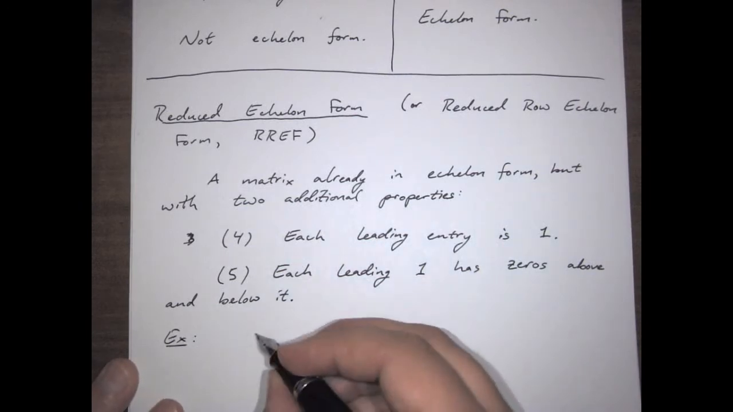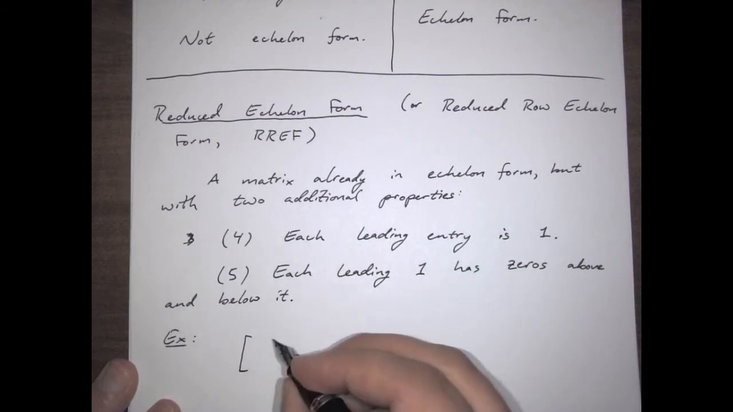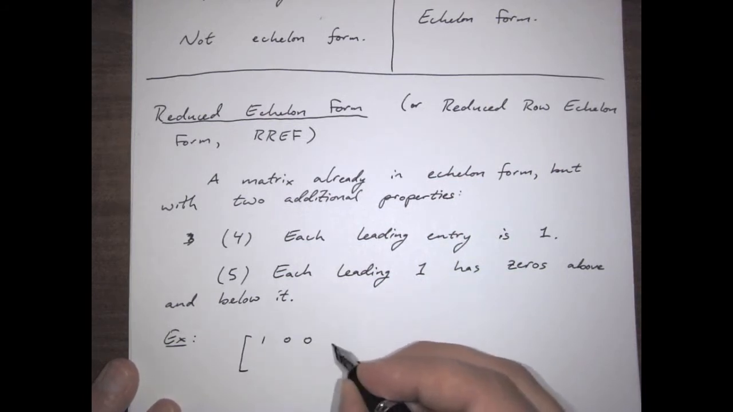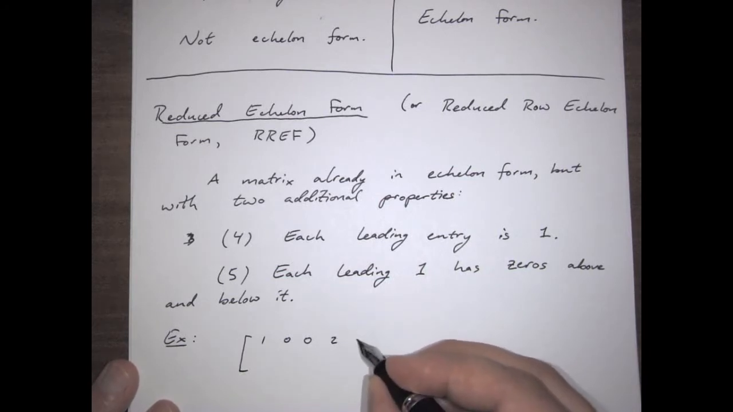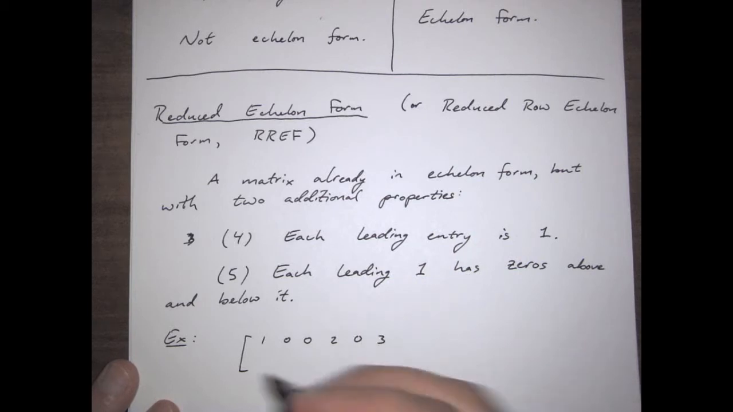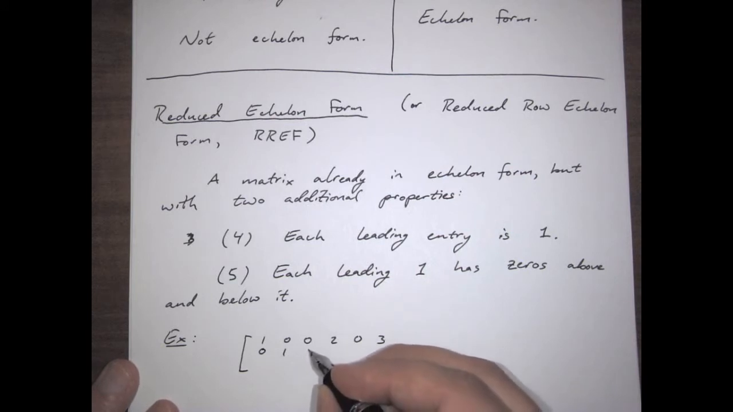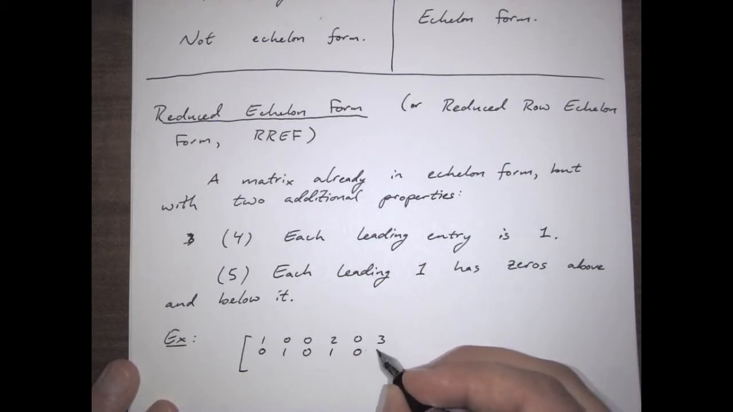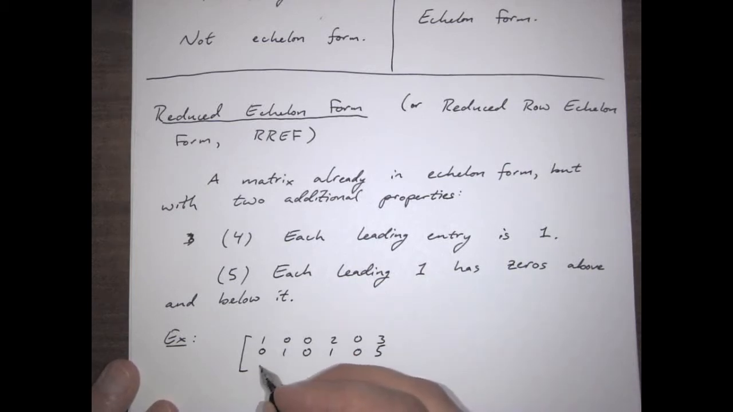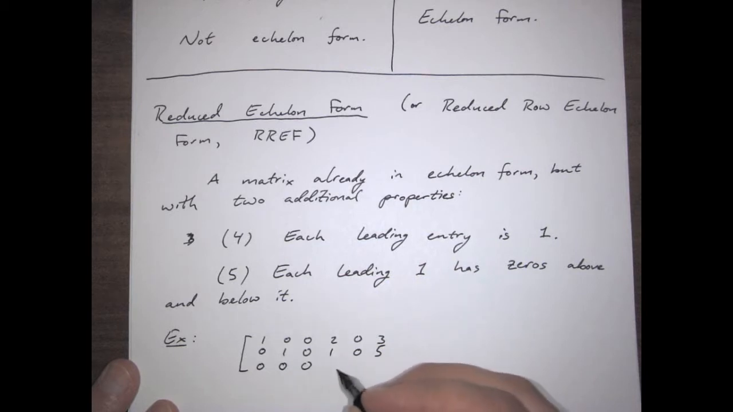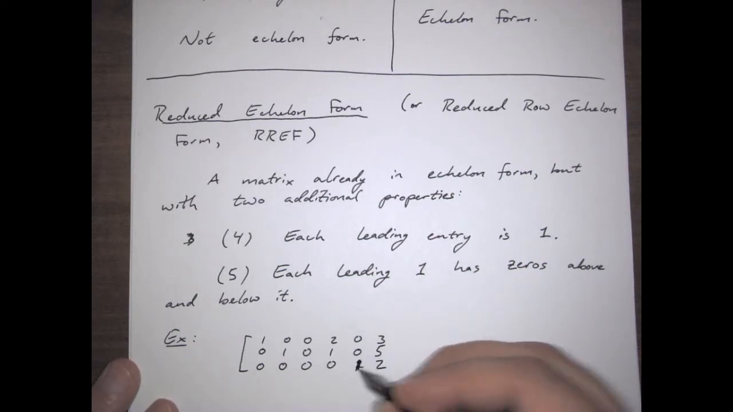it could be something like this. Let's say we had 1, 0, 0, 2, 0, 3, and then let's say we had 0, 1, 0, 1, 0, 5, and then let's say we had 0, 0, 0, 0, 1, 2.